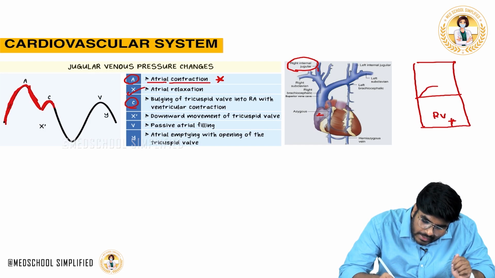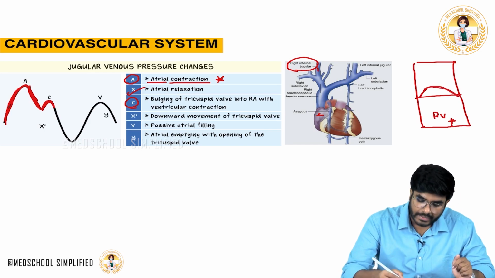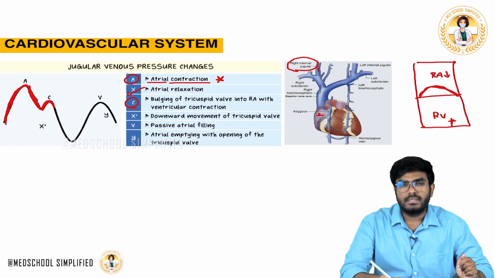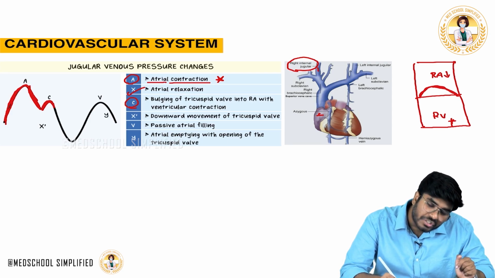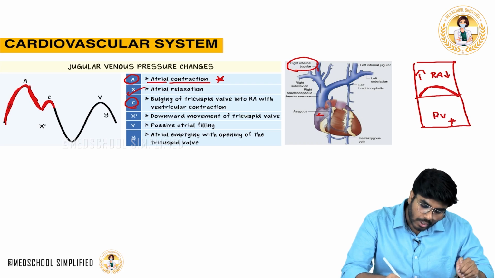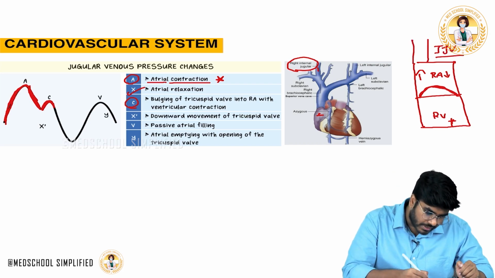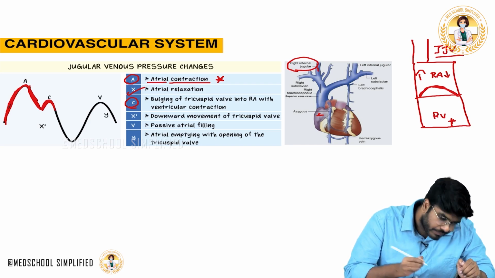Now it pushes the tricuspid valve into the right atria. So right atrial volume, what happens? Right atrial volume decreases. Okay, so what happened to right atrial pressure when volume decreases? Pressure increases. When right atrial pressure increases, automatically internal jugular venous pressure also increases. So that's why there is a small change.